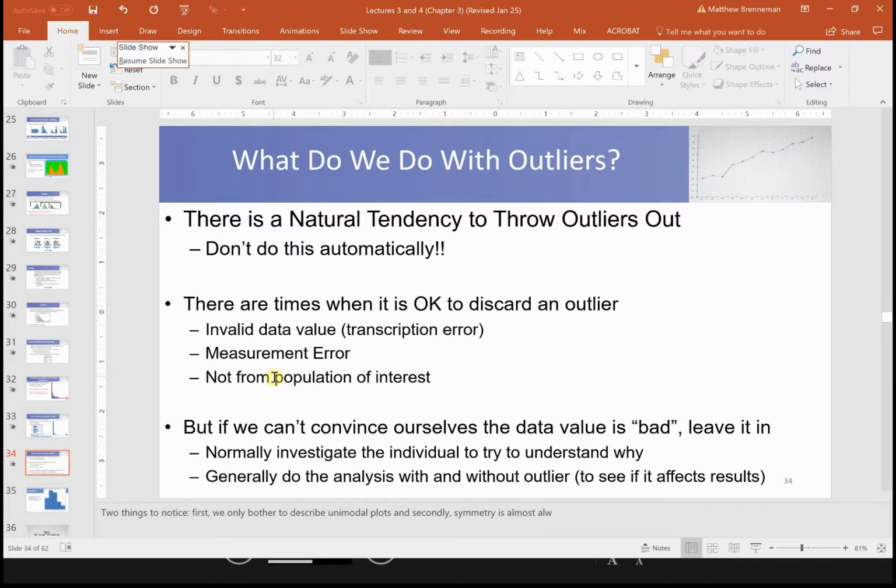Generally, what we do is we go back and try to figure out why is that data value extreme? What's special about that, okay? Sometimes you can figure it out, sometimes you can't. If you can't, usually we do our analysis with and without the outlier. We want to see how it's going to affect our results, okay?